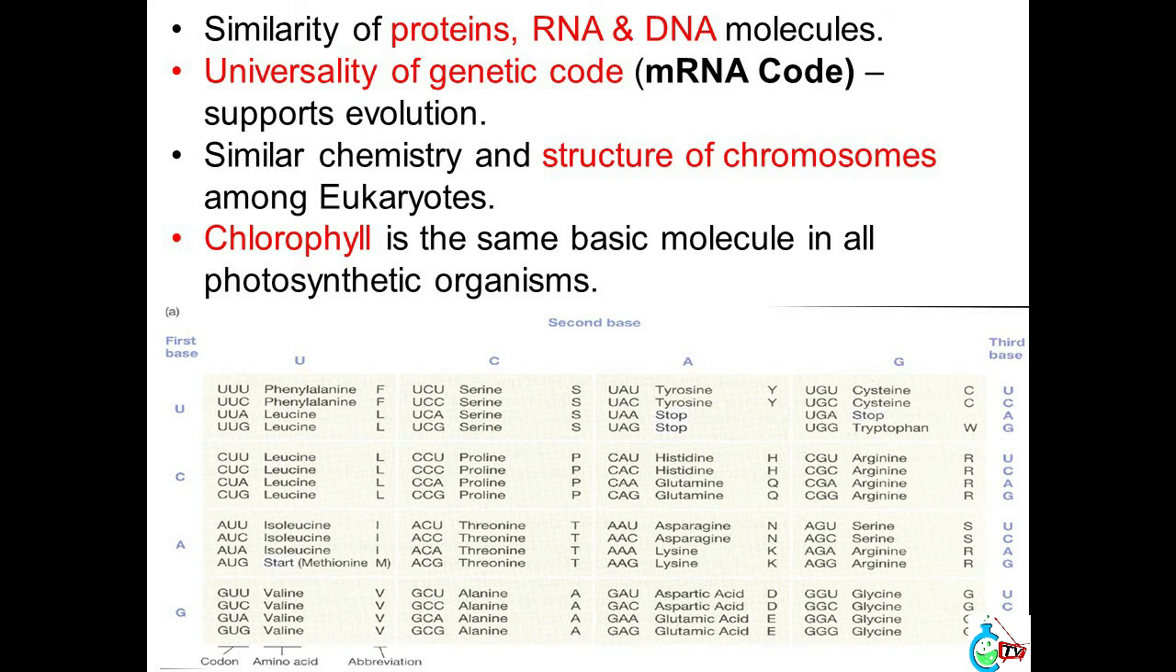Similarity of proteins, RNA and DNA molecules. Universality of genetic code, mRNA code, supports evolution. Similar chemistry and structure of chromosomes among eukaryotes. Chlorophyll is the same basic molecule in all photosynthetic organisms.